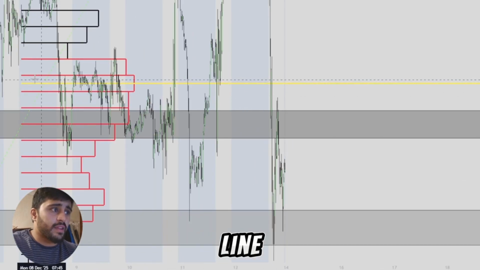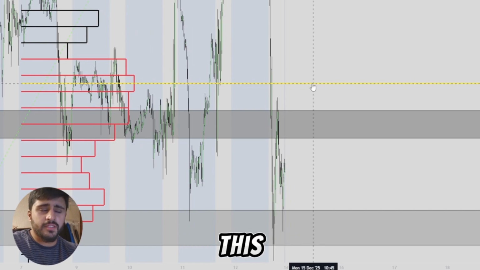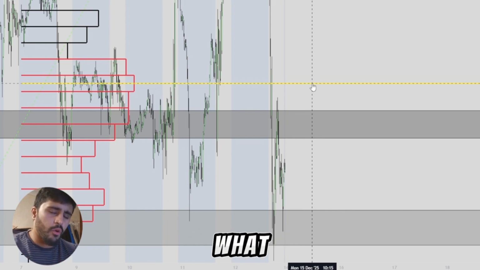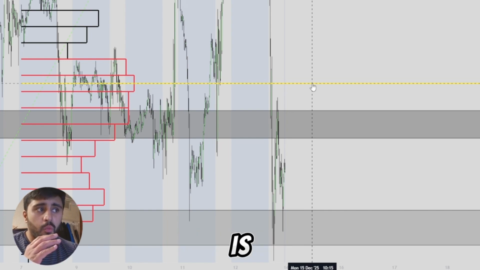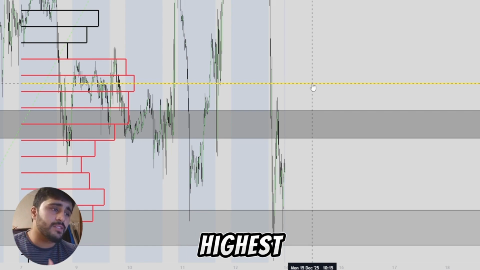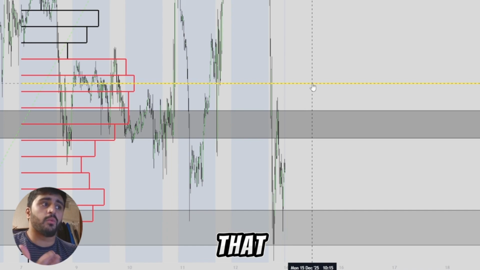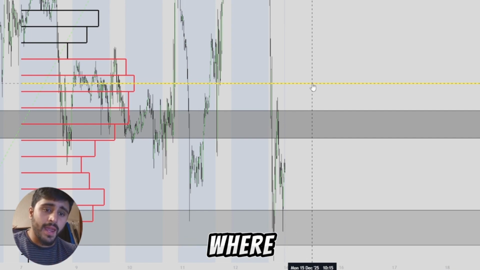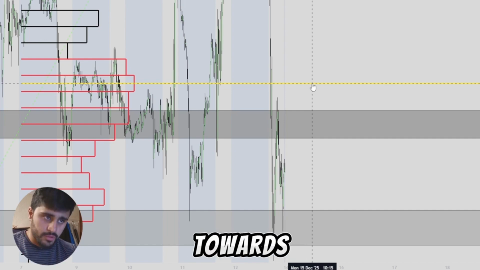Now this yellow line here is arguably the most important line. This is what we call the point of control, or the POC, right? I don't want to throw all these fancy terms at you, but basically what the POC represents is where most of the volume was transacted. Where was the highest point of volume for that week? The reason the volume profile is so important is because it shows you where you want to be trading from and where the price is most likely to gravitate towards.